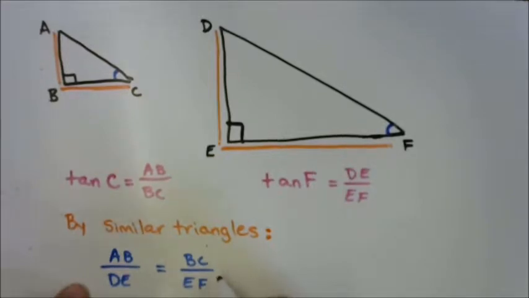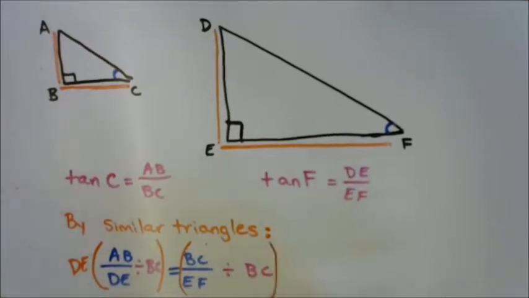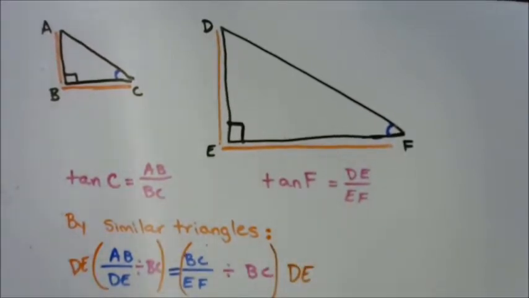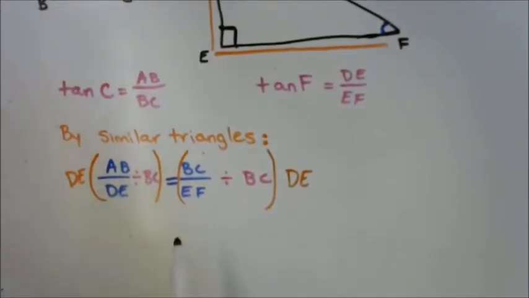So I'm going to divide both sides by BC. I'm going to take this and divide it by BC, and I'm going to take this side and also divide it by BC. And then here we're going to multiply both sides by DE. I'm showing all these steps, but really it might be easier to just do it a different way. And then I'm going to just explain to you how the math works here.